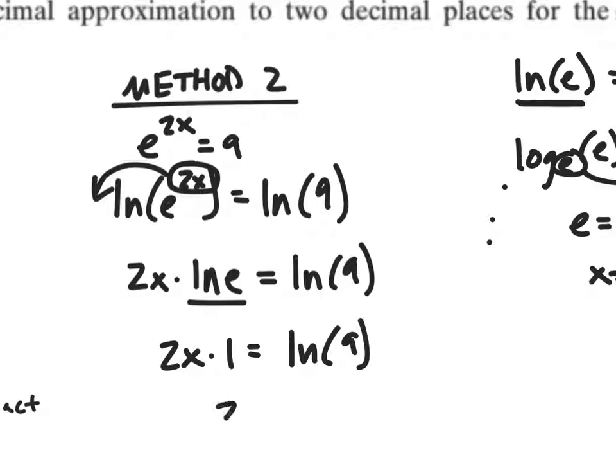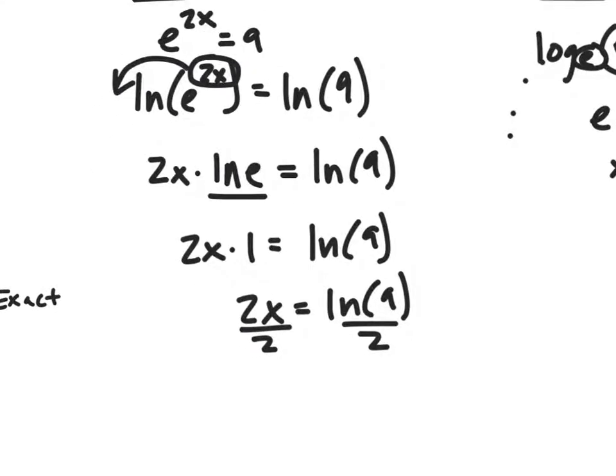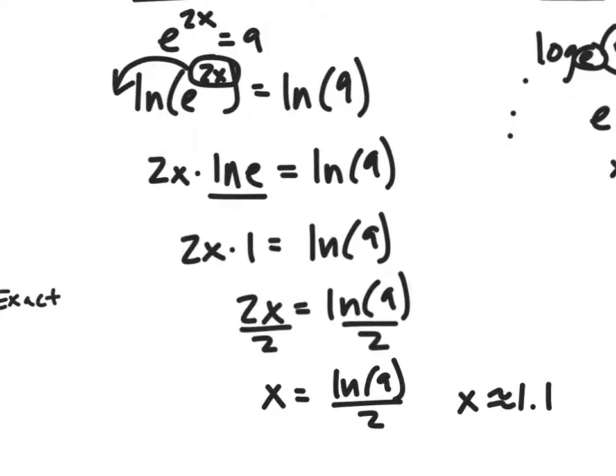All right, 2x times 1 is just 2x equals the natural log of 9. Okay, divide by 2, divide by 2. And so you get the same thing, that x is equal to the natural log of 9 over 2, and that x is approximately 1.1. All right, so it kind of just depends on how you see that.